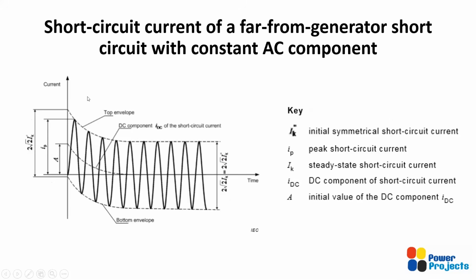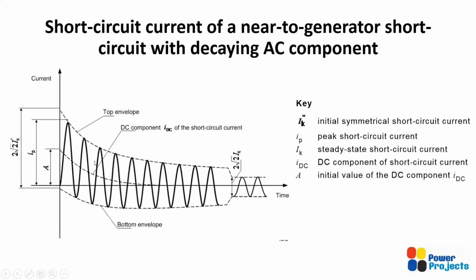When the fault is far away from the generator, for the symmetrical current, you can look at Ik double dash and Ik. The magnitudes of Ik double dash and Ik remain the same; only the DC component comes down. But if the fault is close to the generator, you can see Ik double dash is much higher, whereas Ik is much lower. So the fault current will come down with respect to these generators.